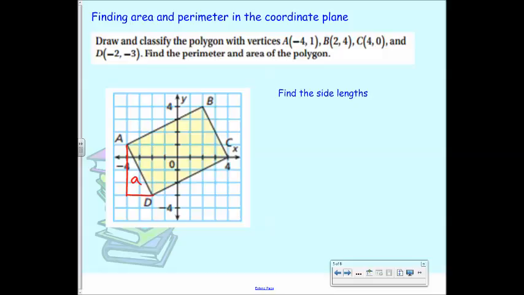So then what would I do to go from D to C? Go all the way over here, and then go up to C. All right, and then from B to C, over 2, and then down 4.